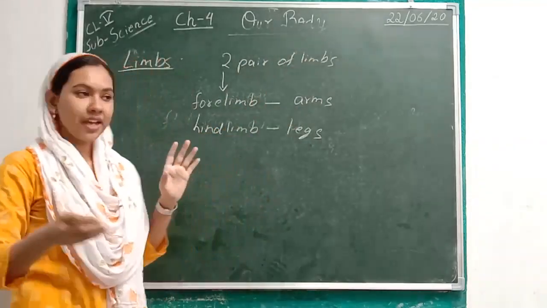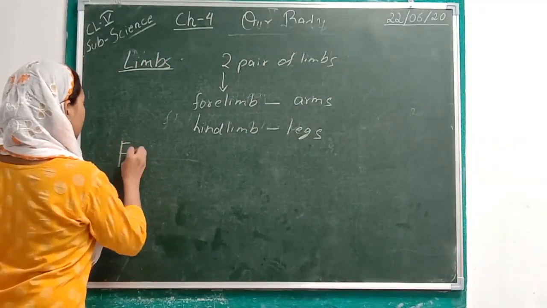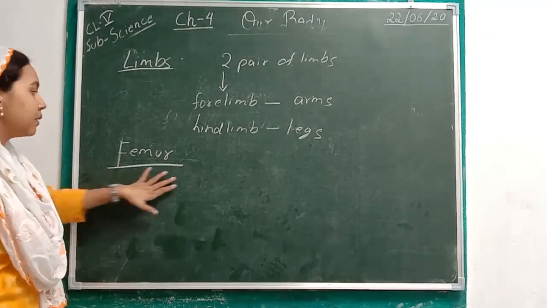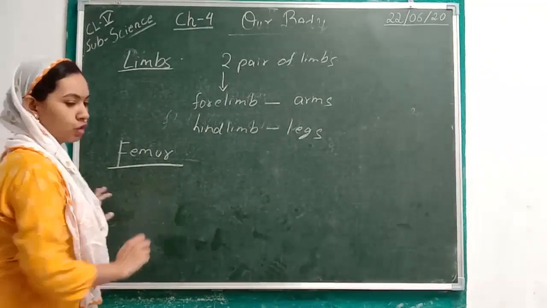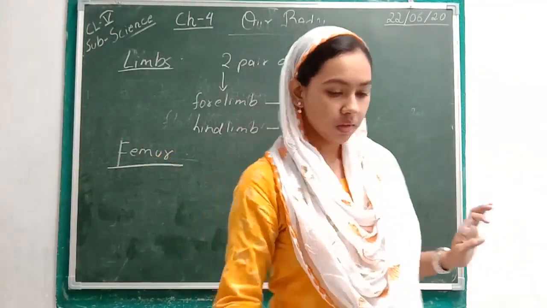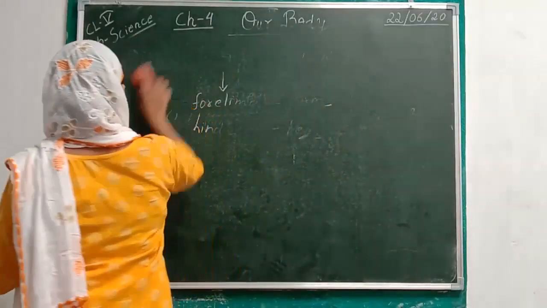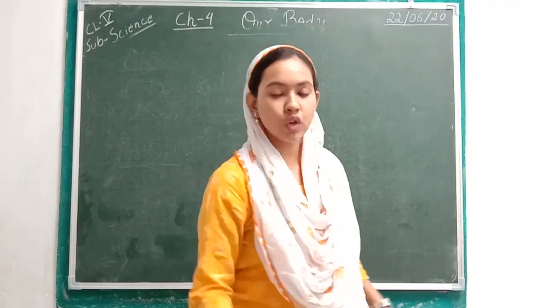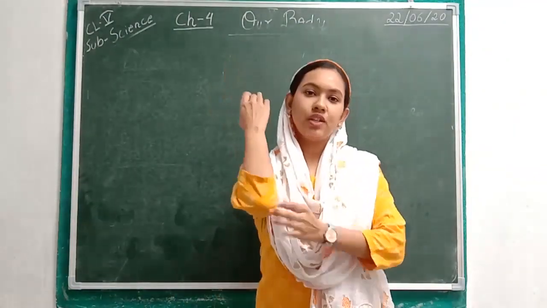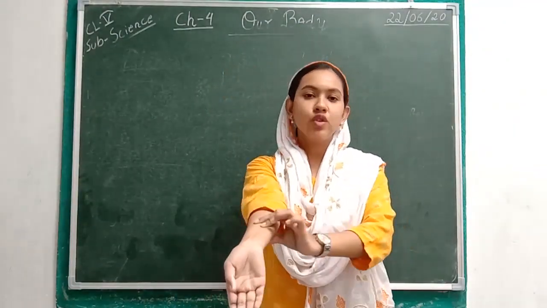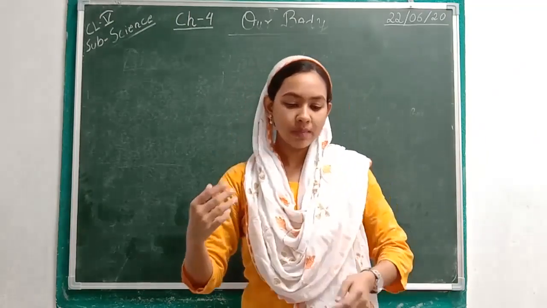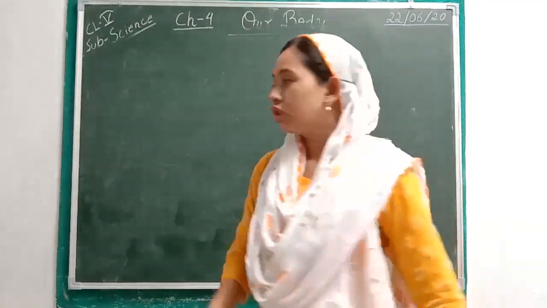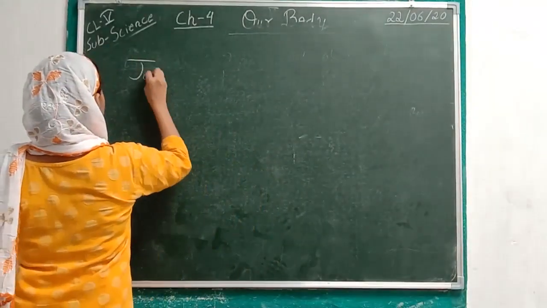Now if you see your thigh region, it has the longest bone in the human body, known as the femur. So the thigh bone is the longest bone of the body and it is known as femur. Next, if I ask you to bend your hand, you will bend it at your elbow region, right? Can you bend it here? You cannot. Why? Because this is entirely one bone and you do not have joints here. So our next topic is going to be joints.